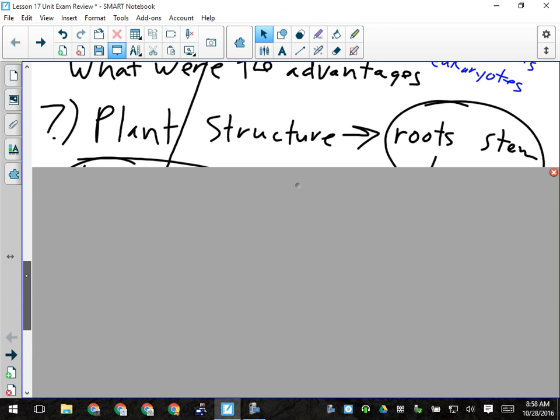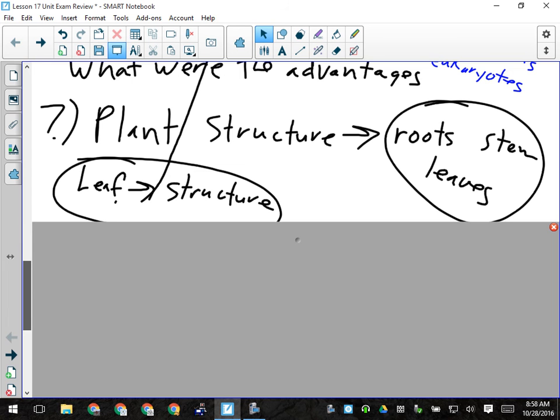Okay, so roots, stem, and leaves. Leaf structure, need to know that. Palisade layer, spongy layer. The epidermis, and that it secretes the waxy cuticle, and the stomates and the guard cells, and all of that. All again examples of specialization in a multicellular organism.